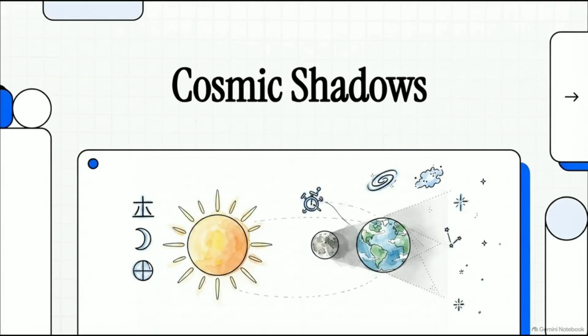Welcome to This Explainer. Today, we're taking a deep dive into cosmic shadows, the mechanics of eclipses. We're going to break down exactly how these mind-bending astronomical events actually work. And we aren't just staying here on Earth. We're taking a trip from our own local shadow play way out into deep space to see how the entire universe gets in on this cosmic dance.